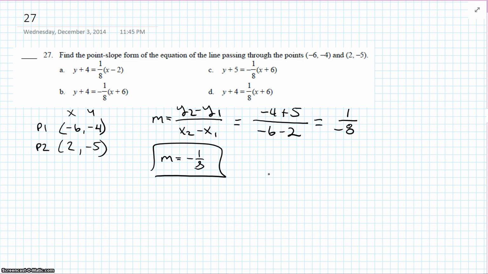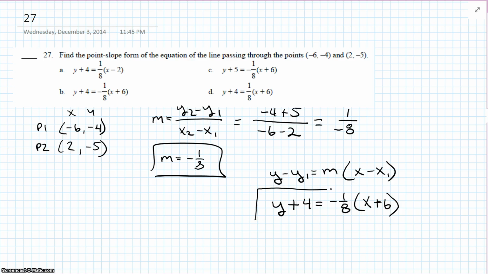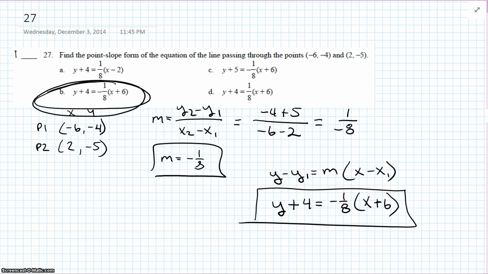So point slope form is y minus y1 equals m times x minus x1. So y minus negative 4 equals negative 1/8 times x minus negative 6. So I'm going to get y plus 4 equals negative 1/8 times x plus 6.